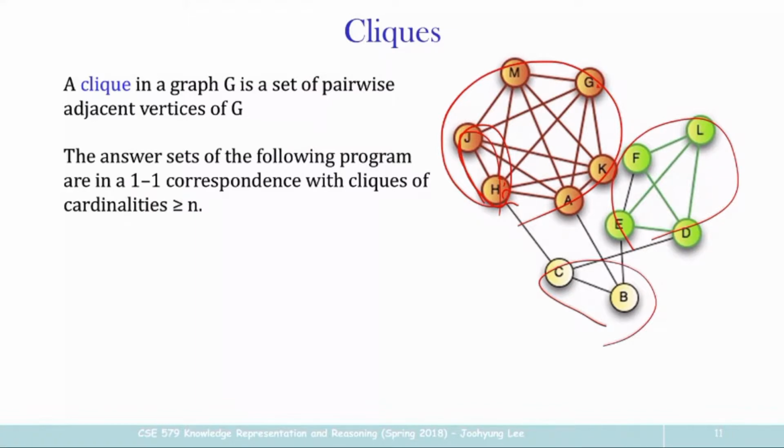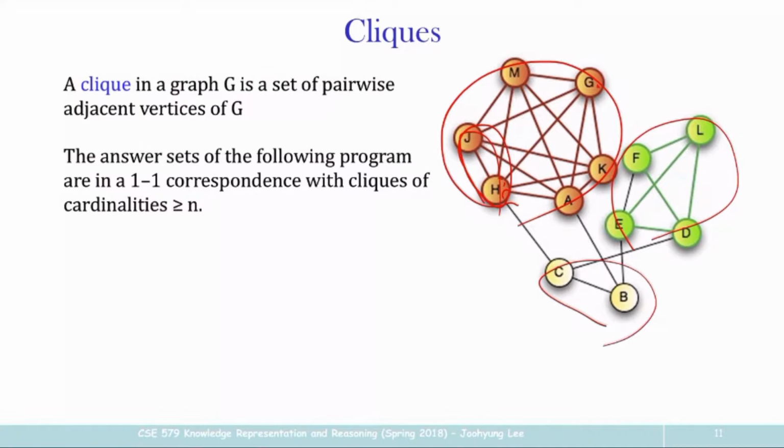So we want to write an answer set program such that it is in one-to-one correspondence with the cliques of cardinality greater than or equal to n. So we are given some parameter n. Can we have a clique of size 3? Can we have a clique of size 4? It's similar to Schur number. If you increase those numbers, you can find the maximal clique. Okay?